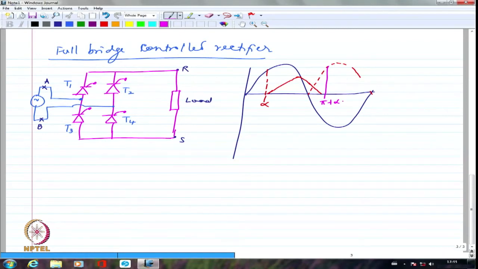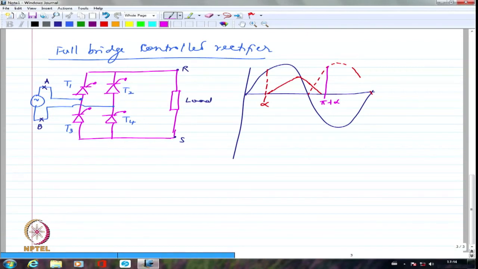I can't have them to be completely unsymmetrical. If I try to make them unsymmetrical, I will have the positive half cycle voltage maybe much higher than the negative half cycle voltage, or vice versa. The moment I have positive half cycle higher than negative half cycle, I will not have similar kind of voltage being applied repeatedly. So I would normally fire, if one of them is fired at 30 degrees, for example, the other one will be fired at 180 plus 30, 210 degrees. So I will always have them fired symmetrically.